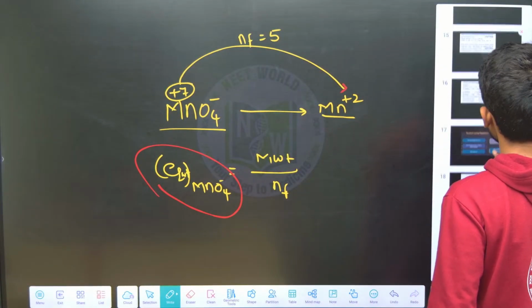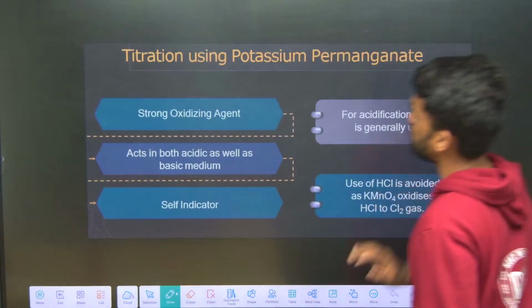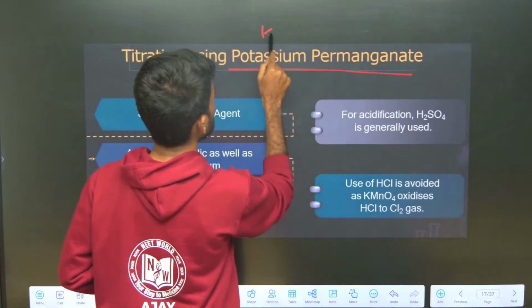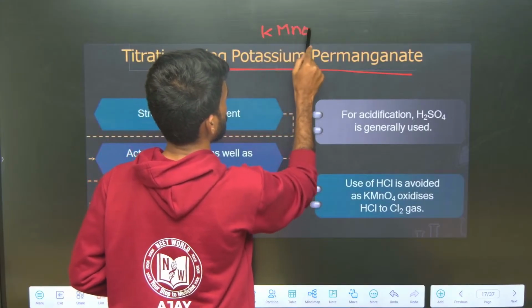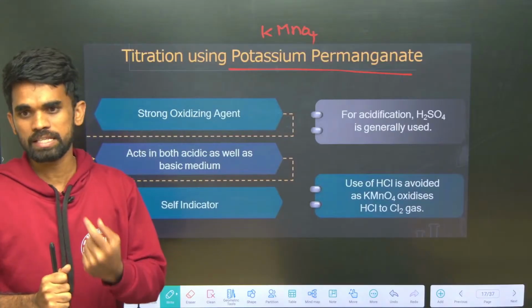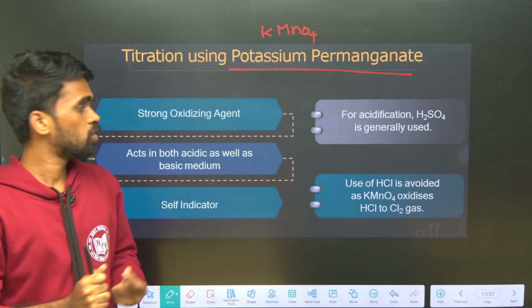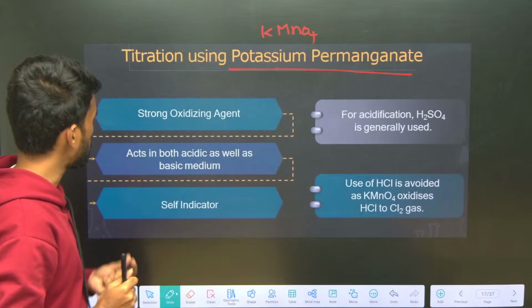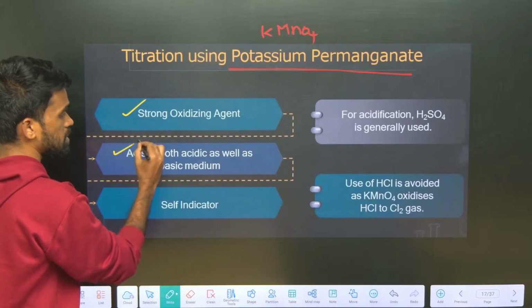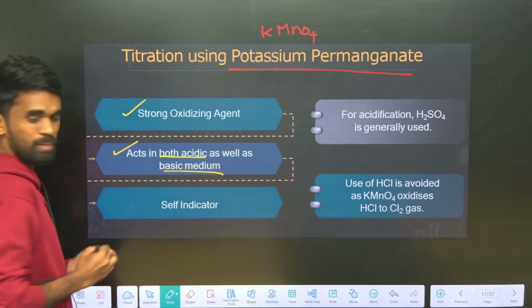Here we are discussing titrations. So first one, titration using potassium permanganate. What is it? KMnO4, potassium permanganate. Now potassium permanganate acts as an oxidizing agent. It is a strong oxidizing agent, and acts in both acidic as well as basic medium.